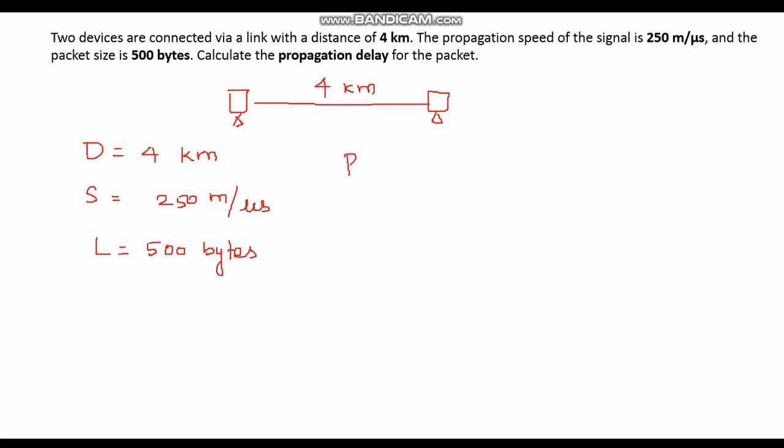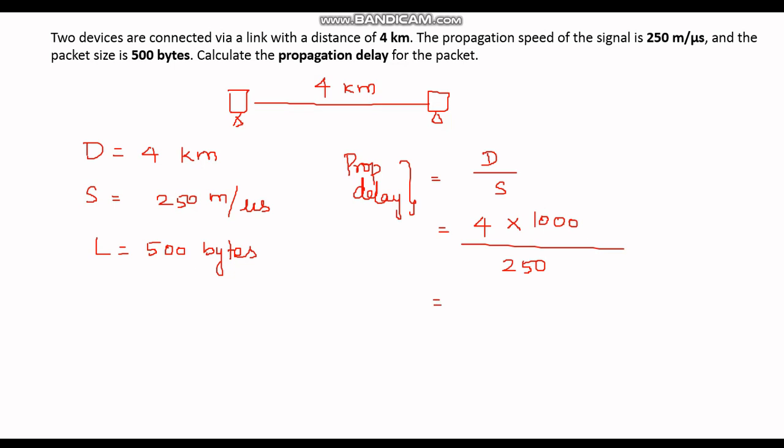Now we calculate the propagation delay. Only the propagation delay is asked, so we will take only the relevant values, distance by speed. The distance is 4 kilometers, which I wish to convert into meters, so I multiply by 1000 to convert kilometers into meters, and then divide by 250. When you do the cancellation and calculation, I just get 16 microseconds. So it is enough that you calculate only the propagation delay as given in the question.